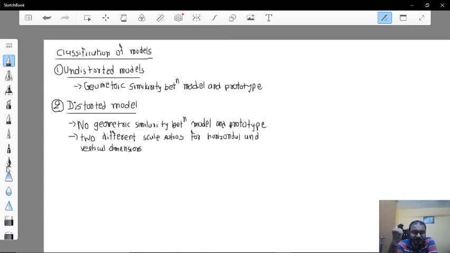Now where this is applicable, distorted modeling is applicable in case of rivers, harbors and reservoirs, because here it is not possible to take geometric similarity. Suppose for example, if we take river and then horizontal and vertical dimensions are taken same, that is scale ratio is same, then in case of river the depth of water will be very small in such case. So there are some cases like in case of rivers and harbors or other reservoirs where it becomes necessary to use different scale ratios for different directions, and it becomes a distorted model.